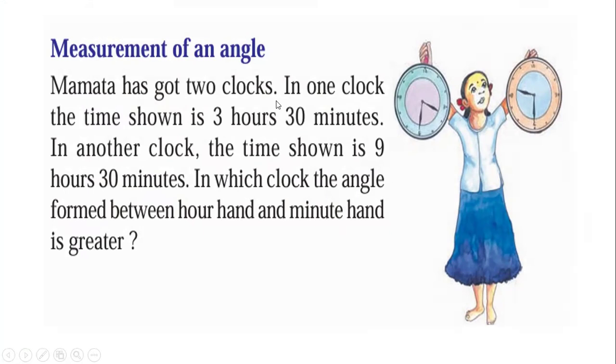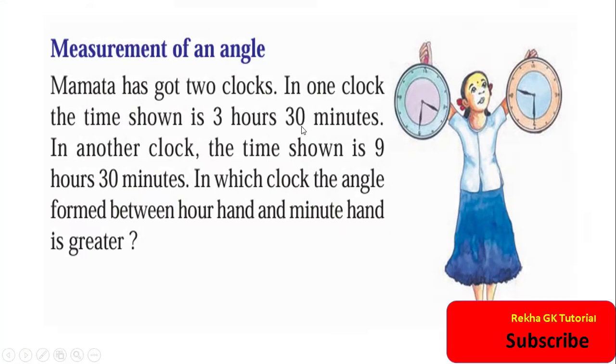Mamata has got two clocks. In one clock, the time shown is 3 hours 30 minutes. In another clock, the time shown is 9 hours 30 minutes. In which clock is the angle formed between the hour and minute hand greater?